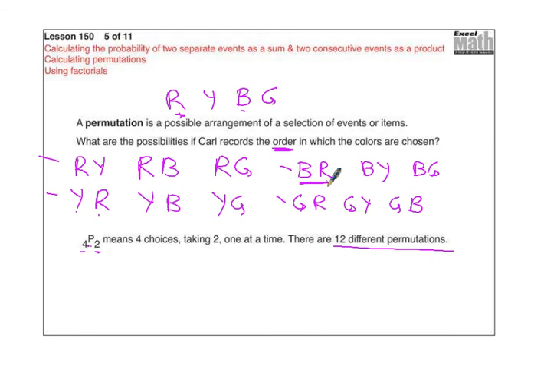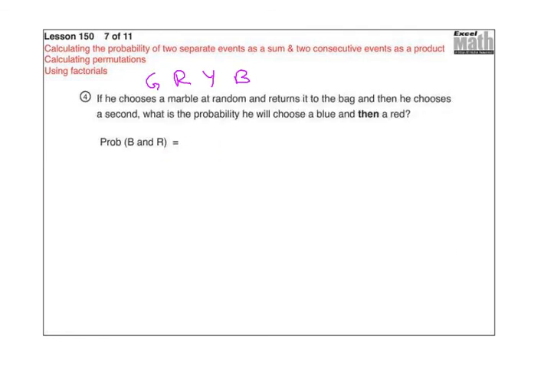So the chance of doing that, how many different permutations are there? 12, right? There's 12 different permutations. So the chance of doing that is 1 out of 12 for that last one. That's your odds of getting that one.